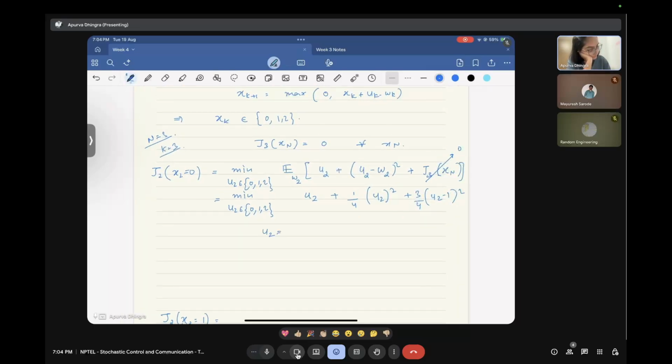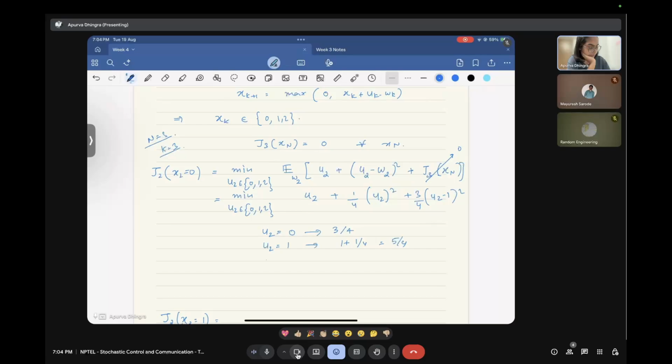So if u2 was 0, this would be 0, this would be 0, this is all that will be left here, and that would be 3 by 4. If u2 was 1, then we'd have 1 plus 1 by 4, and this term would be 1 minus 1, which is 0. So this is just 1 plus 1 by 4, which is 5 by 4. This is definitely greater than the first one.